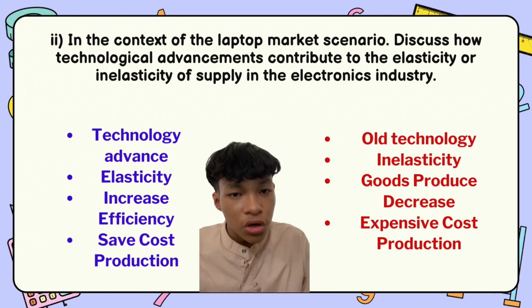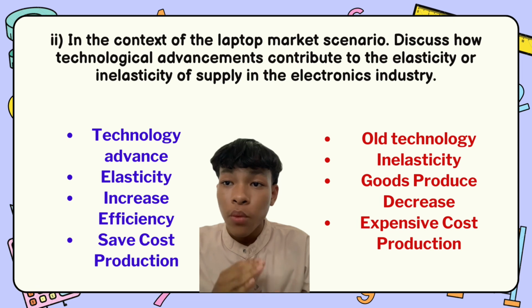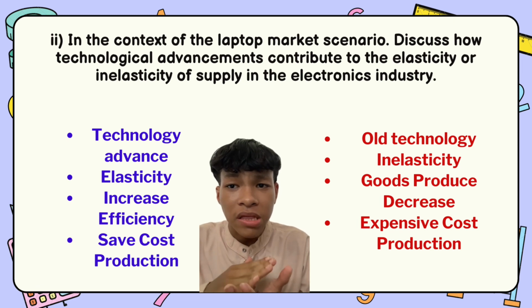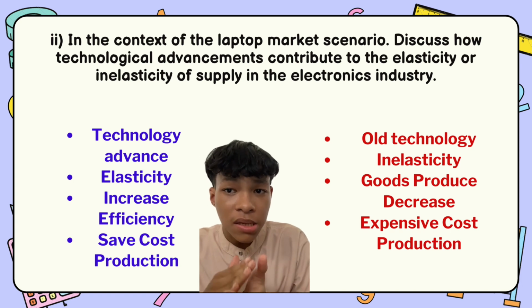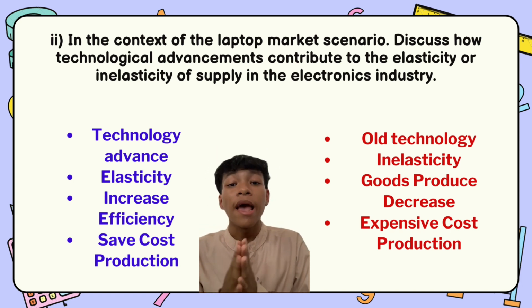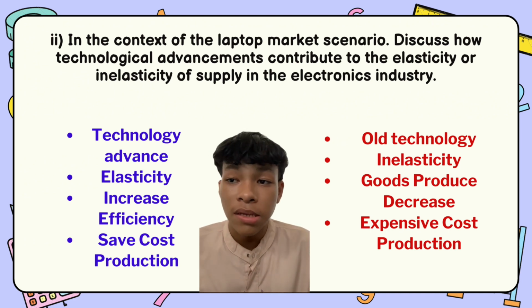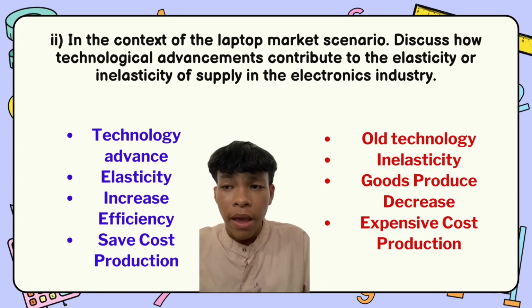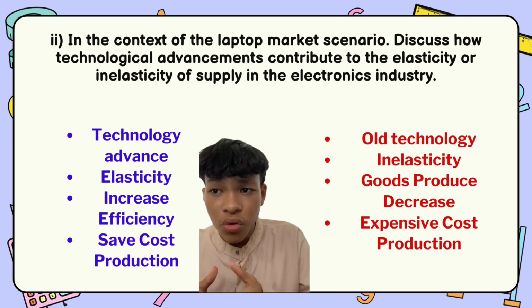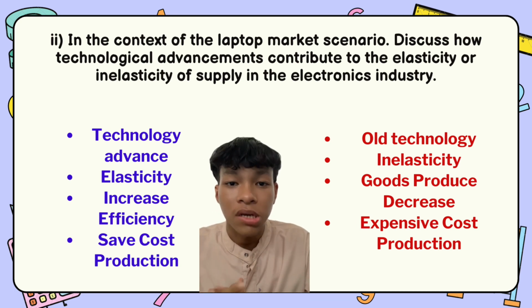So for question 4, number 2, discuss how technological advancements can contribute to the elasticity or inelasticity of supply in the electronics industry. So for elasticity, we can contribute by making technology advances. By that, supply can become more elastic, increasing efficiency and saving costs for production. And for inelasticity, we can contribute by using old technology, and the inelastic supply can produce and can decrease the expensive cost of production. That's all for me.